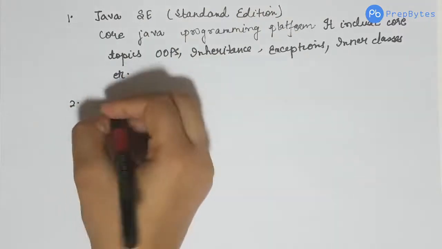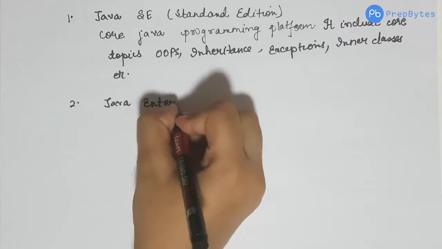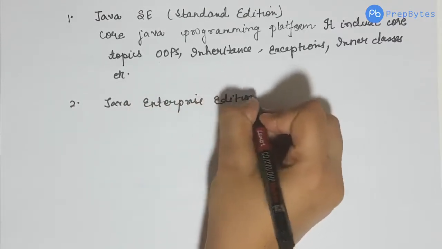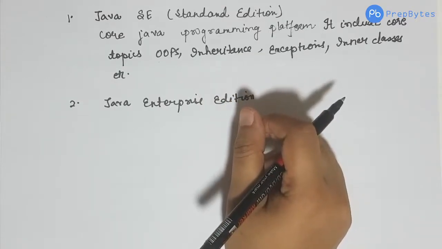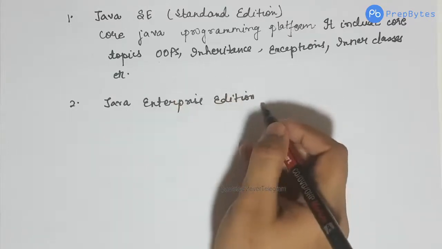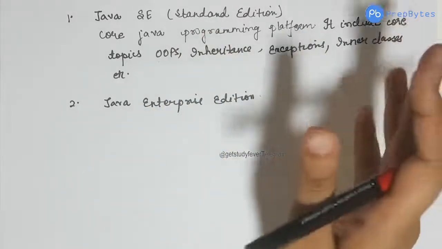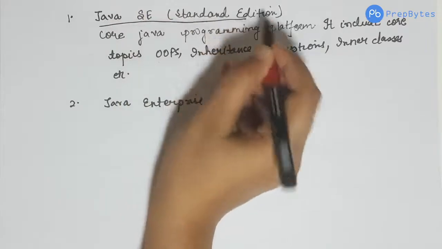So next we have Java Enterprise Edition. Java Enterprise Edition is used to build applications for enterprises. As I said, enterprise applications like banking apps are built using Java Enterprise Edition, and this is built on the top of Java Standard Edition. And in this session we are going to discuss topics that come under Java Standard Edition.